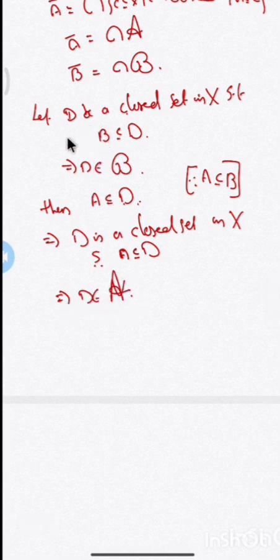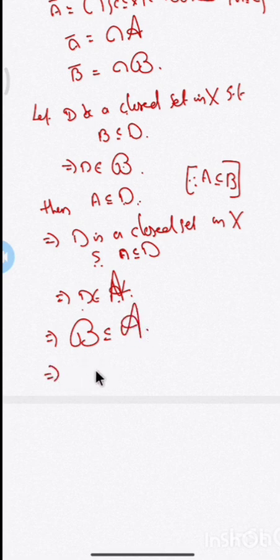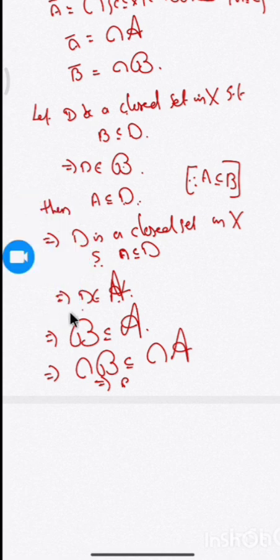So when you take an element in script B, that element belongs to script A, which implies the collection script B will be contained in the collection script A. Then what will be their arbitrary intersection? The arbitrary intersection of script B is actually contains, not contained in, contains.